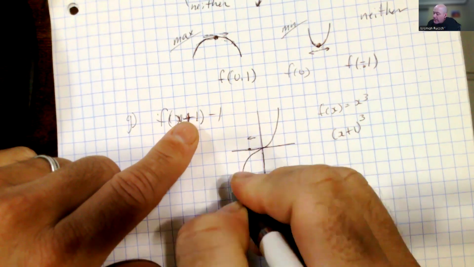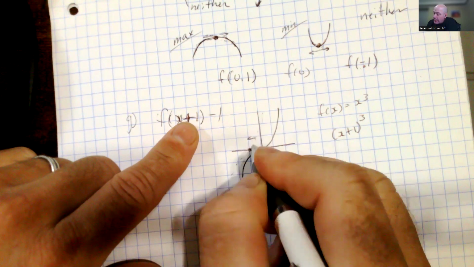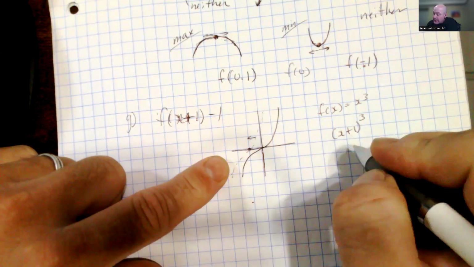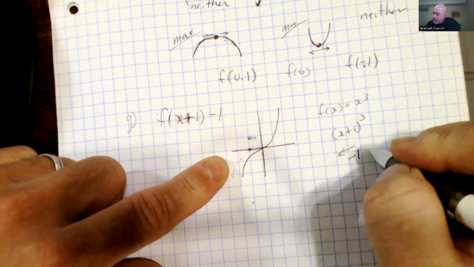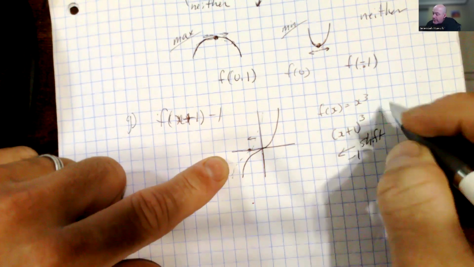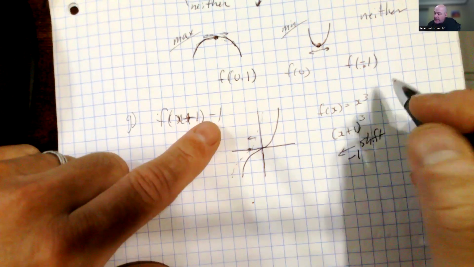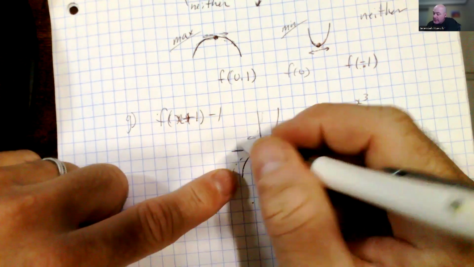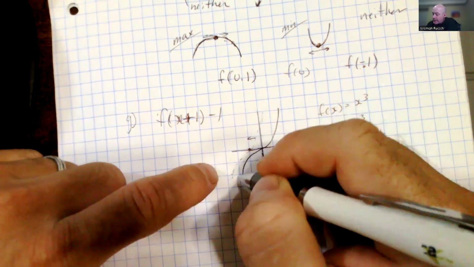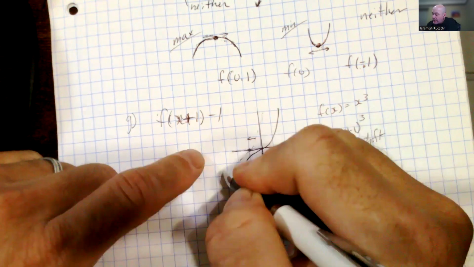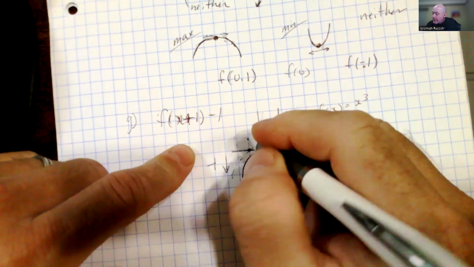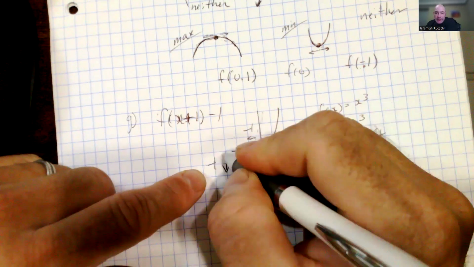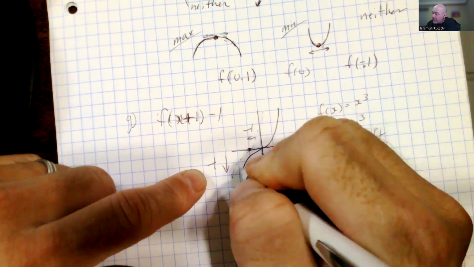So it's going to look exactly the same, just shifted to the left. The positive 1 here actually shifts it to the left. Then let's consider the minus 1. Whatever this y value is, it's just going to subtract 1 from it, so it shifts the graph down 1. So it's shifting 1 to the left, and subtracting 1 from the y values, moving it down.